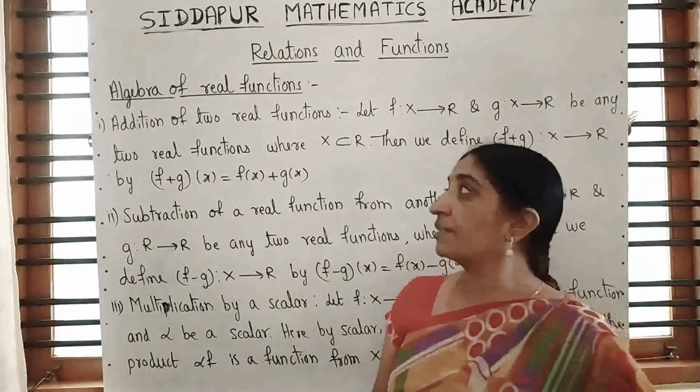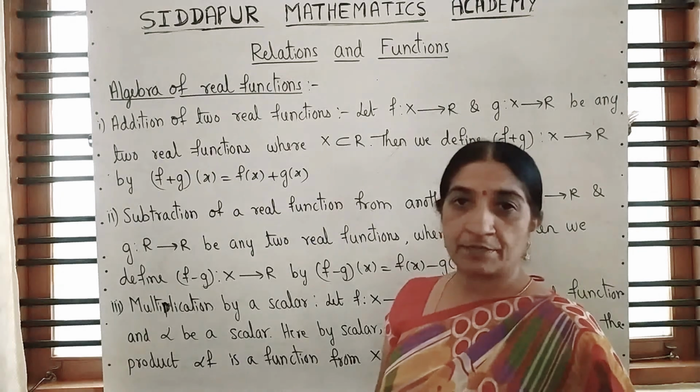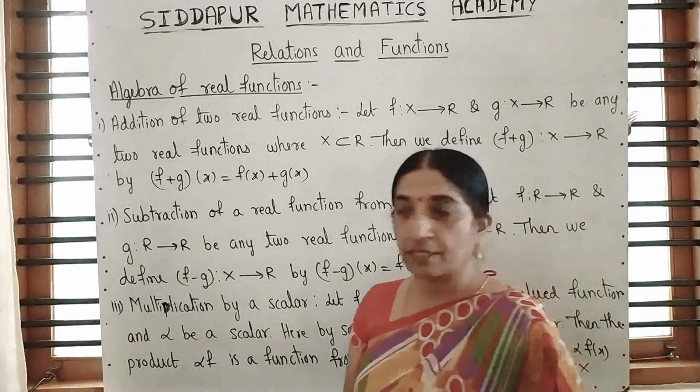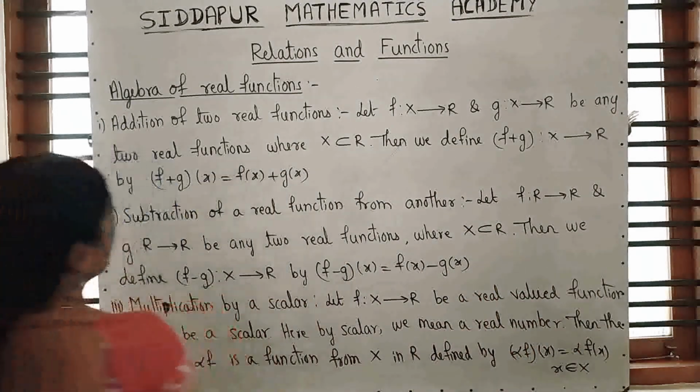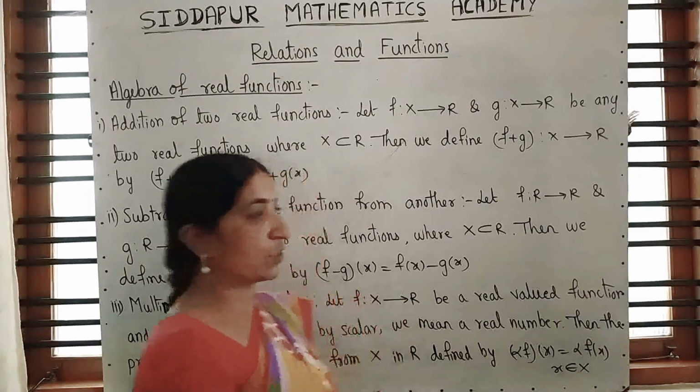So this is the last class for relations and functions. In today's class I will explain the algebra of real functions and the last exercise, 2.3. In the algebra of real functions, it is just like addition, subtraction and scalar multiplication.